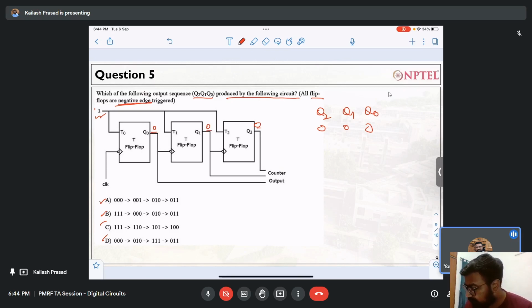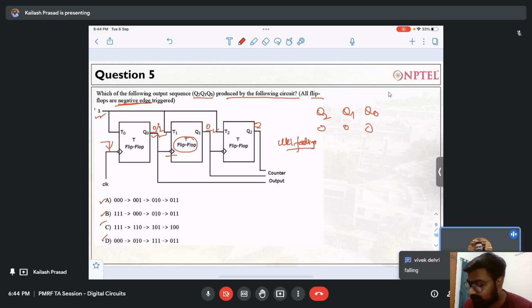Now assume that clock 1 falling is coming. So a falling edge has come. So what will happen? This 0 will become 1, right? If this 0 has become 1, what kind of transition has happened at this node? Is it a rising edge or a falling edge? Rising. Rising edge, right? So it means the value of this T flip flop will remain at 0. It won't change, right?